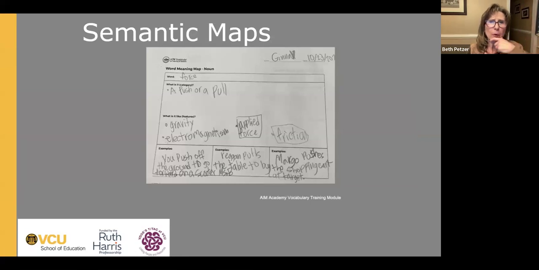This is just an example from our 8th grade physics class. The student is categorizing force as a push or a pull and naming other things that it's like: gravity, friction, electromagnetism, and then gives 3 different contextual examples. You can push off the ground to go forward on a scooter, or Reagan pulls the table to bug Mrs. B, or Margot pushes the shopping cart at Target.